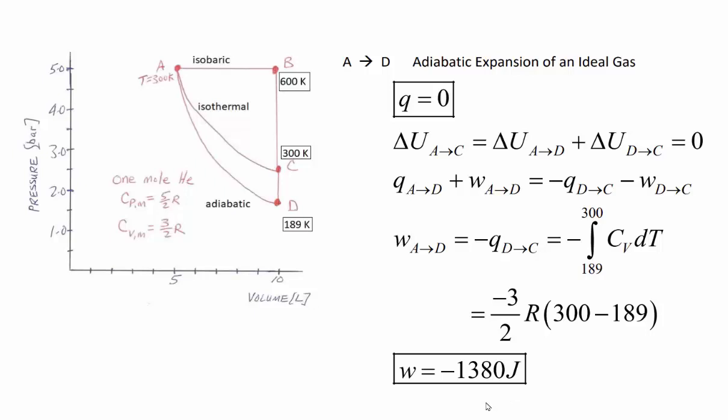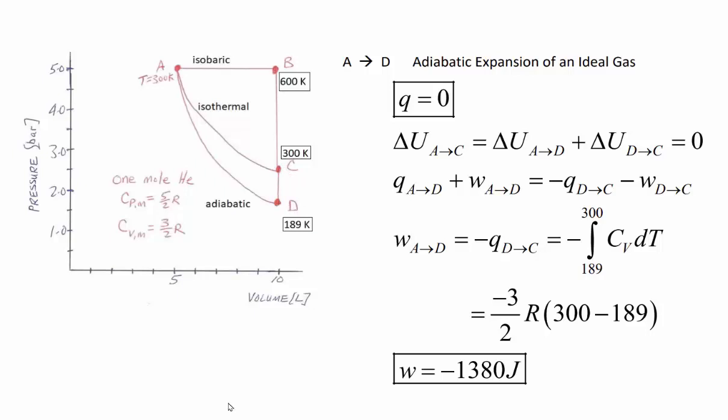W is negative. That makes sense because we're still expanding, so we're still doing work on the surroundings. And it was kind of a trick that we did here, a very simple calculation actually, to get the work in this case by relying on an energy change for a different process.